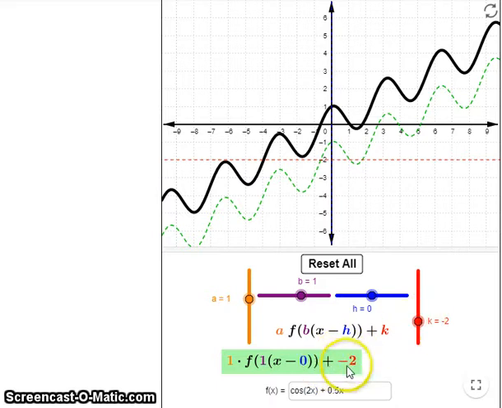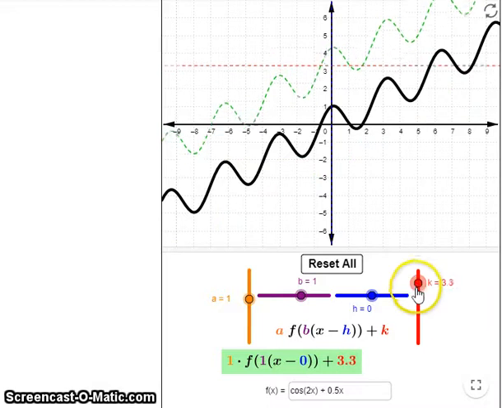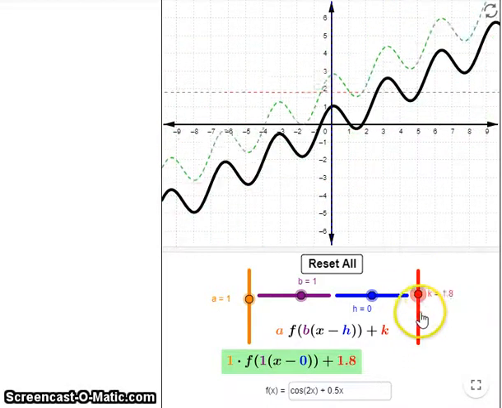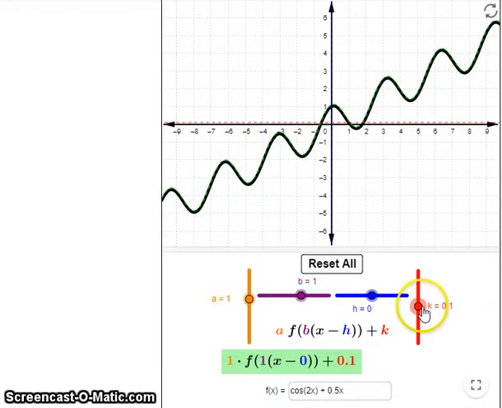Notice that I'm adding a negative number, which is really the same thing as subtracting. And so when I subtract a number from my function, I'm shifting the graph downward. So k's job is to shift the graph upward or downward. No other changes to the shape, just simply a change in position. This is also called translation, vertical translation.